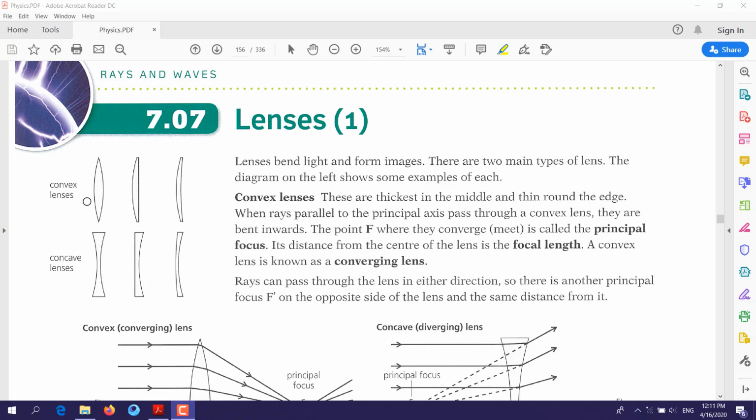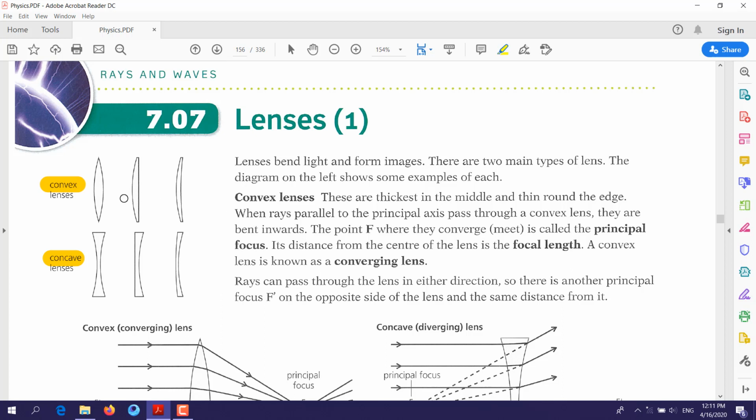There are two main types of lenses. These are the two main types of lenses: convex lenses and concave lenses. Now, let's talk about the first type of lenses, convex.